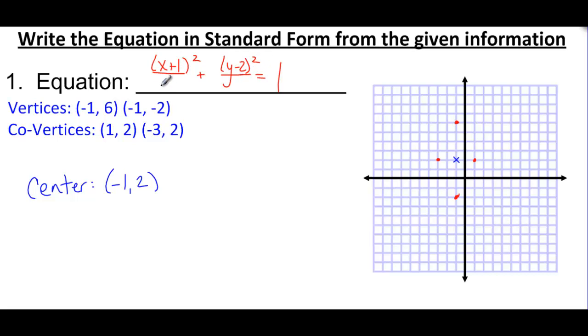Now all I need to know is how much I move left to right and up and down and square those values. So from here I can tell that I move left and right 2 spaces, which means my a value is 2, which means my a squared value is 4. I can tell that I moved up and down 4 units, so that means my b value is 4, which means my b squared is 16. And that's my equation in standard form.